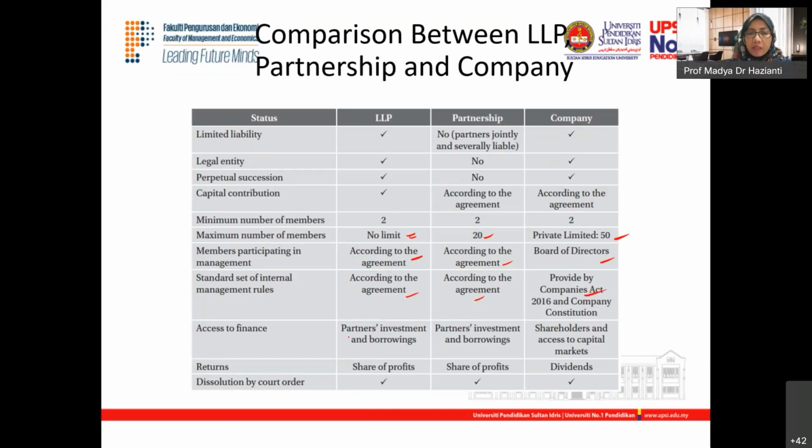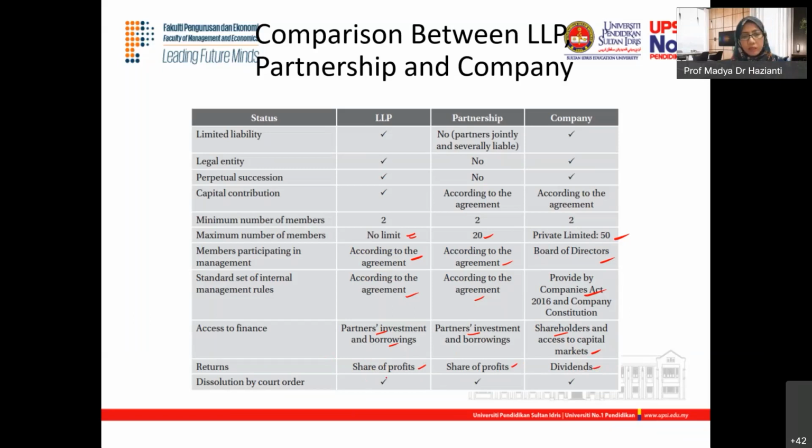Access to finance, LLP, dia macam partnership kan, dia bergantung pada partners investment and also borrowing. Dia tak ada shares. Partnership sama, but for company, dia bergantung pada shareholders and access to capital market. So dia company kan, dia boleh pergi list dekat bursa. Untuk private ni kalau sendirian berhad lah. Okay, returns, LLP dalam bentuk share of profits, partnership pun dalam bentuk share of profits, but for company, shareholders will get return in the form of dividends.